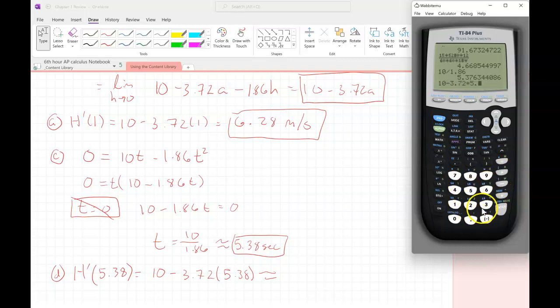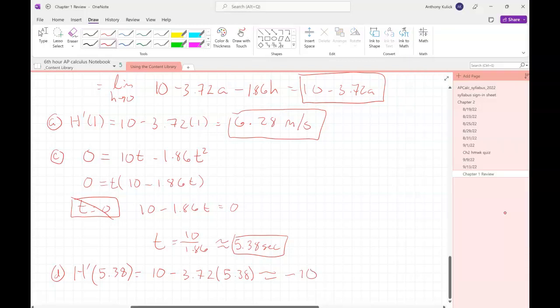The trick here is just to make sure you're using the correct function, right? Like, when should I be using the derivative and when should I be using the function, or the position function, when should I be using the velocity function? So that's about negative 10.01. And that's, again, meters per second.